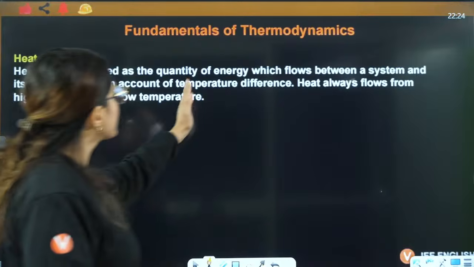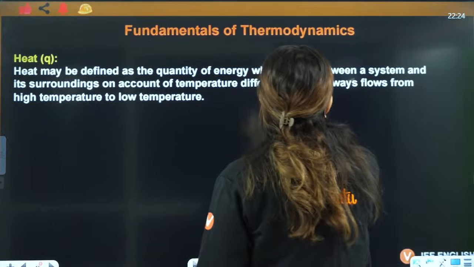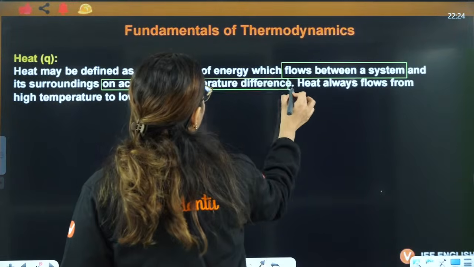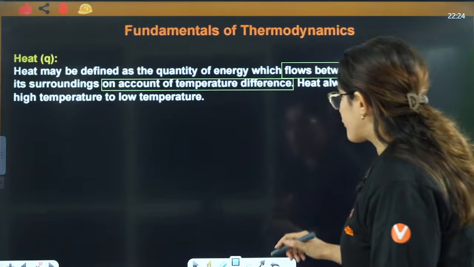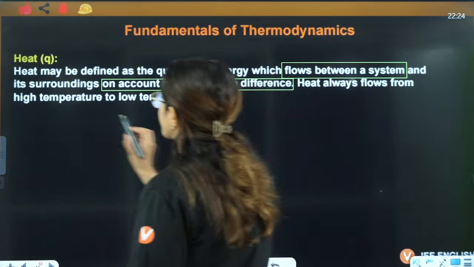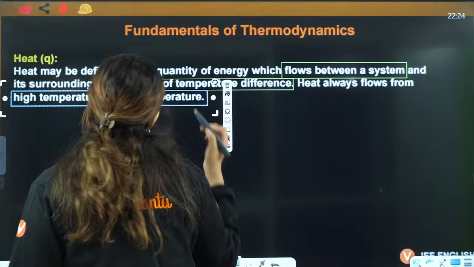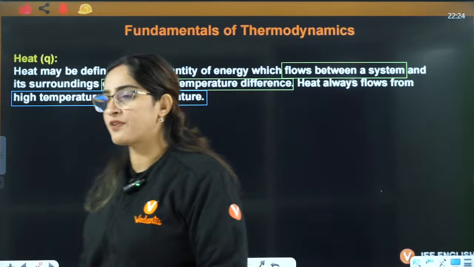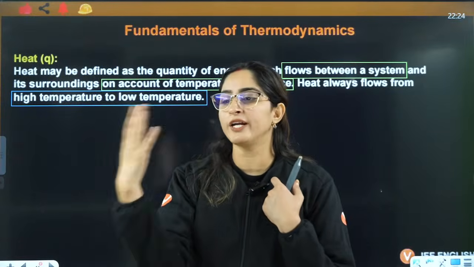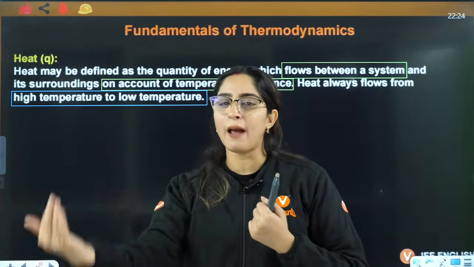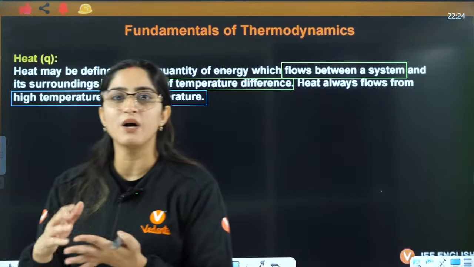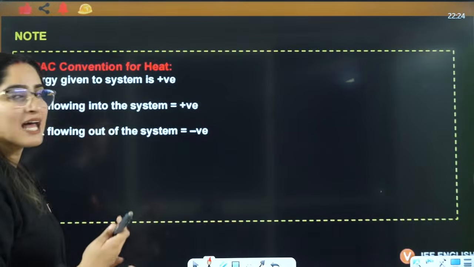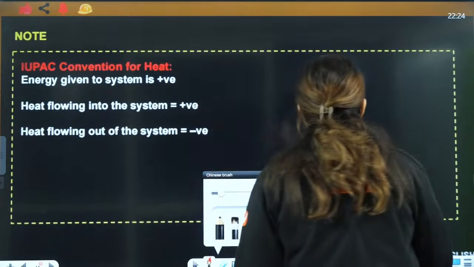So heat may be defined as the quantity of energy which flows between a system and surroundings on account of temperature difference between them. Heat always flows, now this is important, from high temperature to low, and this is from the examples of your daily life. It's not that heat is transferring from a cool body to a hot pan. No, from the pan to you it is transferring. That's how these burns happen. Your body takes that heat, and that's why your hands get burned, right?